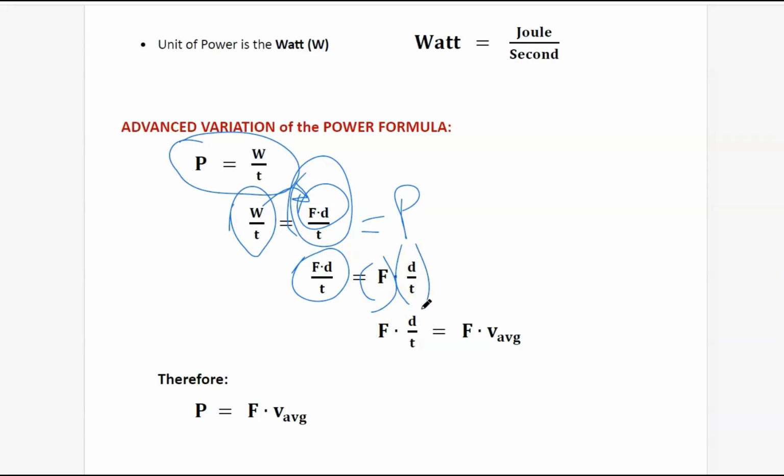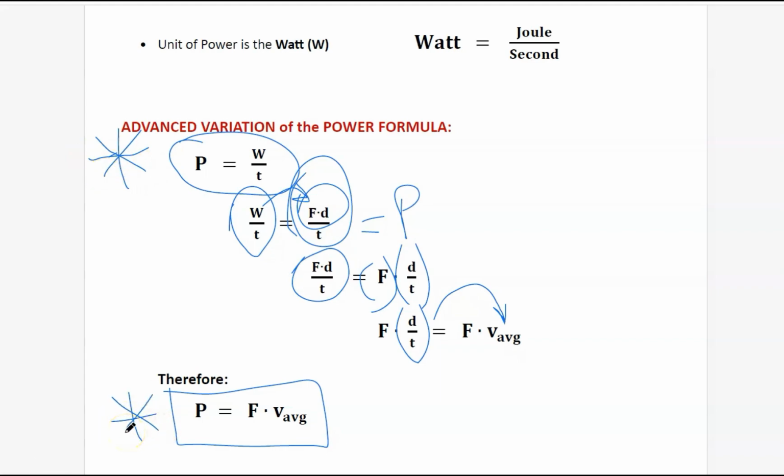Well, D divided by T, displacement divided by T, is just the average velocity. So you have the second formula for power. Here's your main formula for power: work divided by time. But you also have this other formula, and it's on your formula sheet, that power is the force you are using in the direction that you're moving something times the average velocity that the object will move once you're putting a force on it. It's pretty much as simple as that.